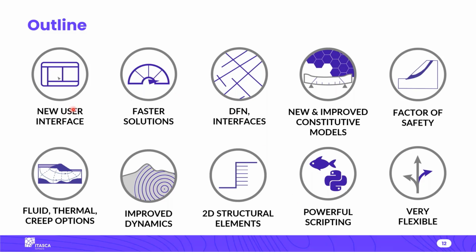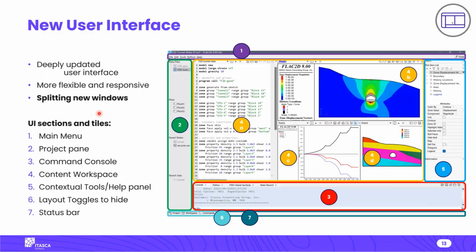So we'll start with the new user interface. With version 9 of Itasca software, we had a relatively significant overhaul of the user interface. And now the user interface has a very well organized structure, in which we have on the top a main menu with different menu options. On the left side, we have a project pane, which organizes all the project information like data files, plots, save states, sketch sets, geometry sets, and so on.